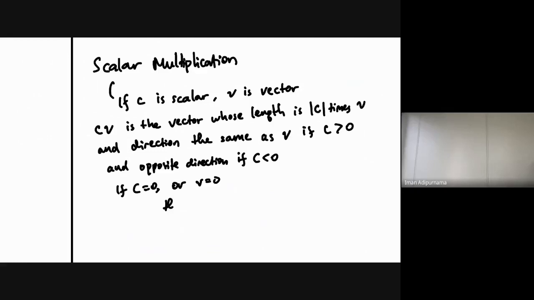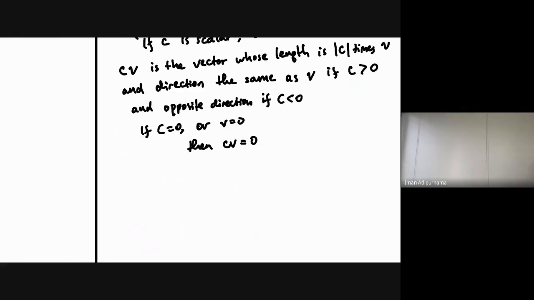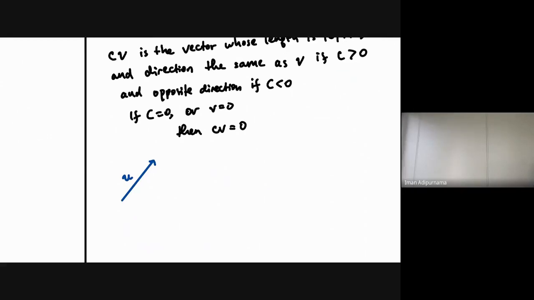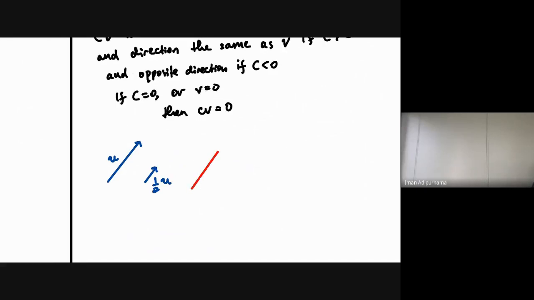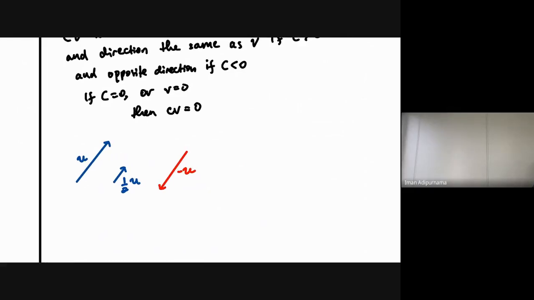But perhaps a better approach is just showing you the picture. So if this is U, if we are multiplying with half, then it will be half U. If we are multiplying with negative 1, it will be negative U. And maybe multiply with twice the amount, it will be negative 2U. Okay. That's what the definition means.